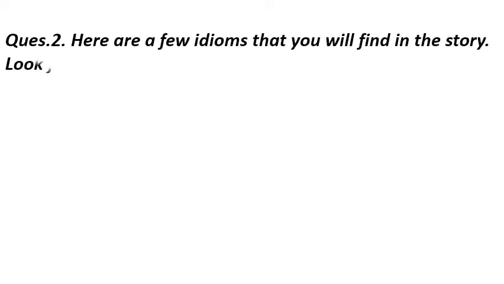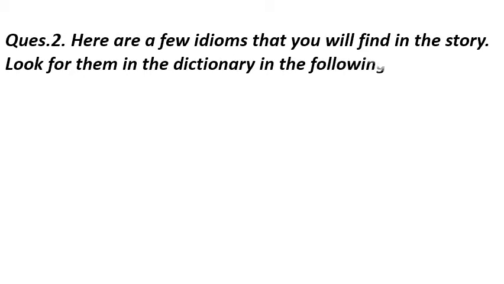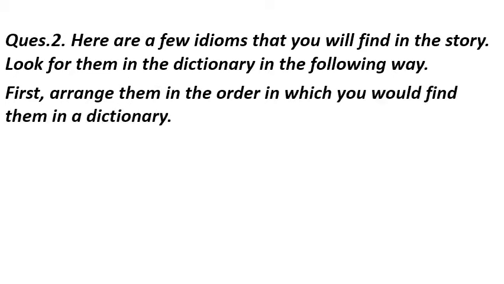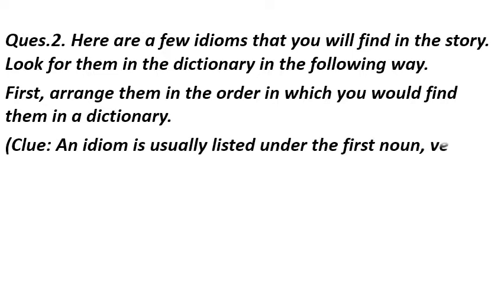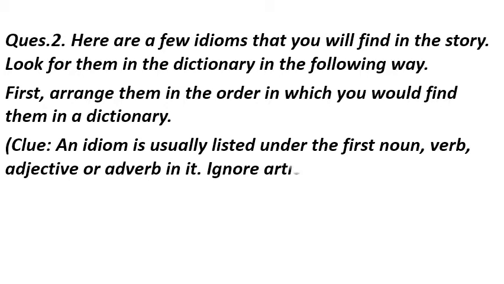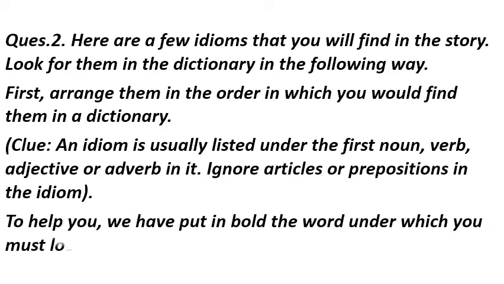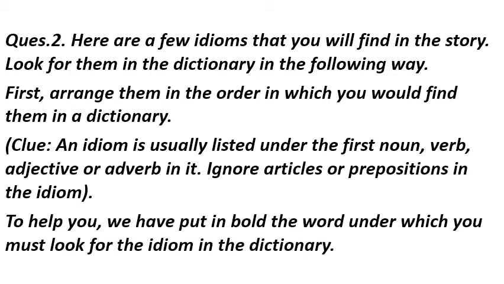Question number 2 is, here are a few idioms that you will find in the story. Look for them in the dictionary in the following way. First, arrange them in the order in which you would find them in a dictionary. Clue: an idiom is usually listed under the first noun, verb, adjective or adverb in it. Ignore articles or prepositions in the idiom. To help you, we have put in bold the word under which you must look for the idiom in the dictionary.